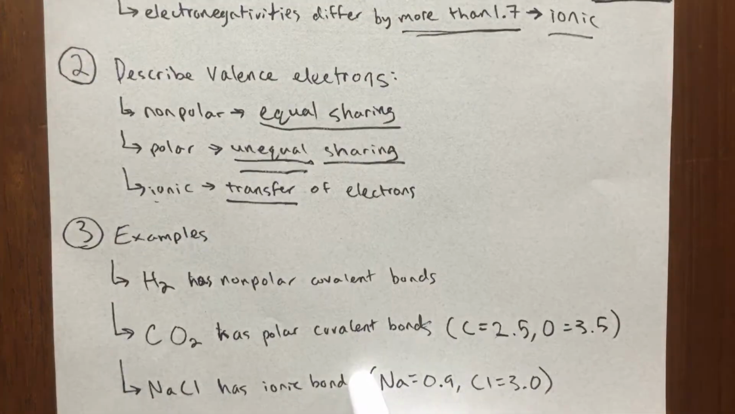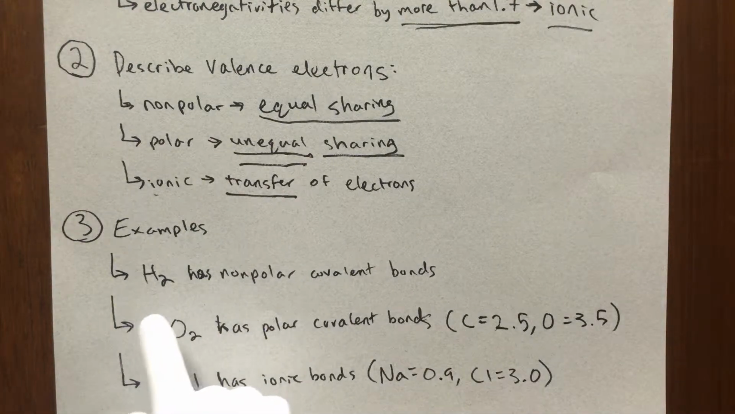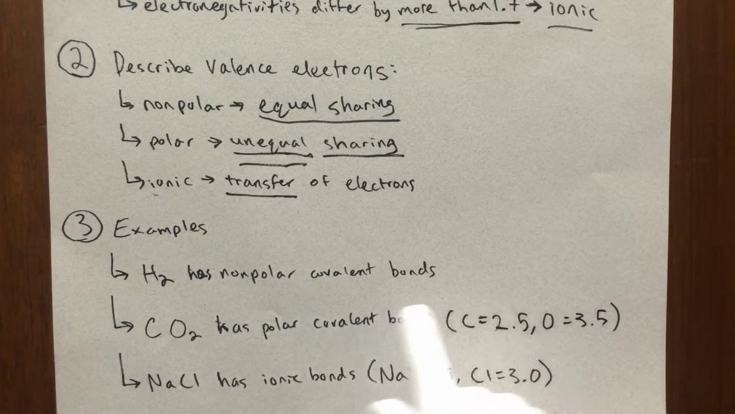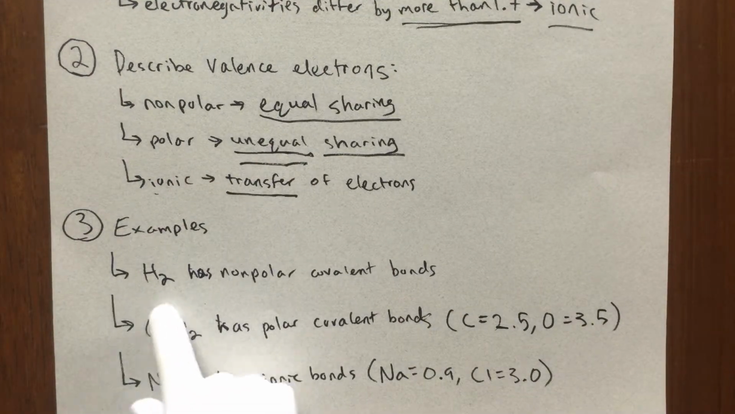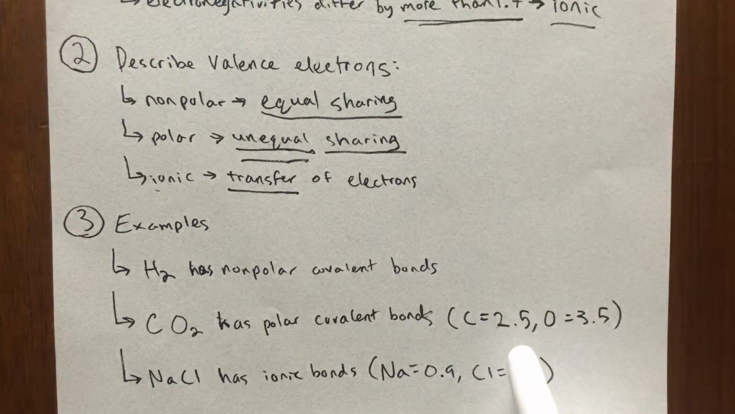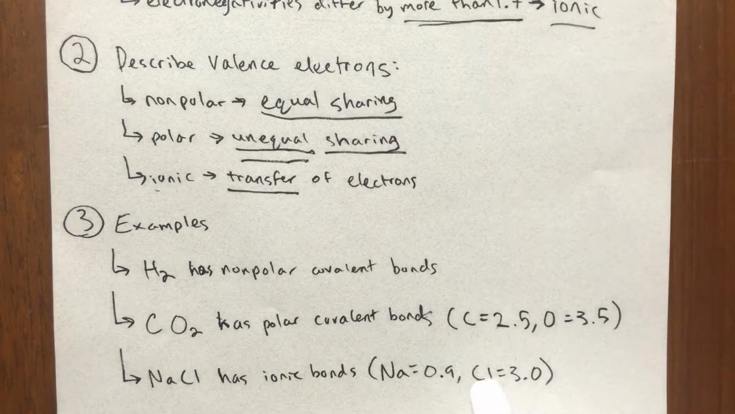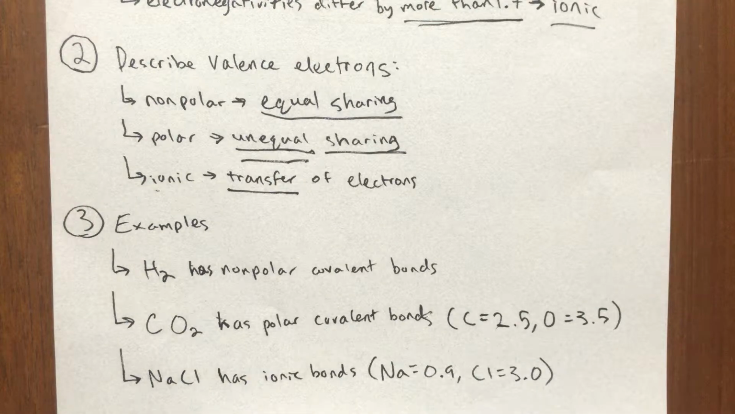Now some examples of these different bonds in action. We got H2, which has non-polar covalent bonds. Often diatomic particles like H2 will have non-polar covalent bonds because they just contain two of the same element. CO2 has polar covalent bonds because carbon's electronegativity is 2.5, oxygen's is 3.5, therefore the difference is 1, falls in that 0 to 1.7 range. And NaCl is going to have ionic bonds because the difference is greater than 1.7. We've got a difference of 2.1 right here.